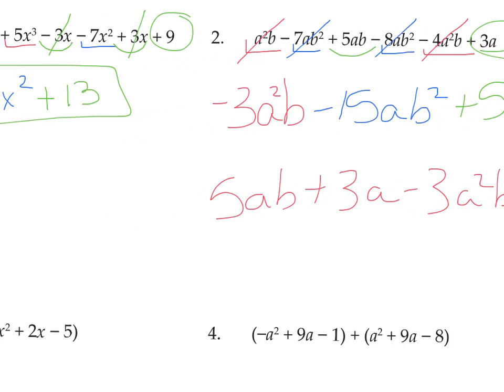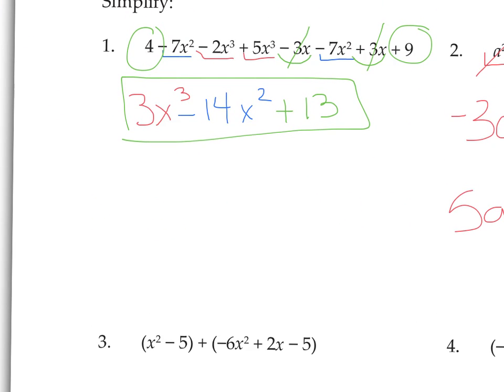Unless, of course, like in number 1, there's a clear path to descending order because there's only one variable. If there's only one variable, you should definitely be writing in descending order.